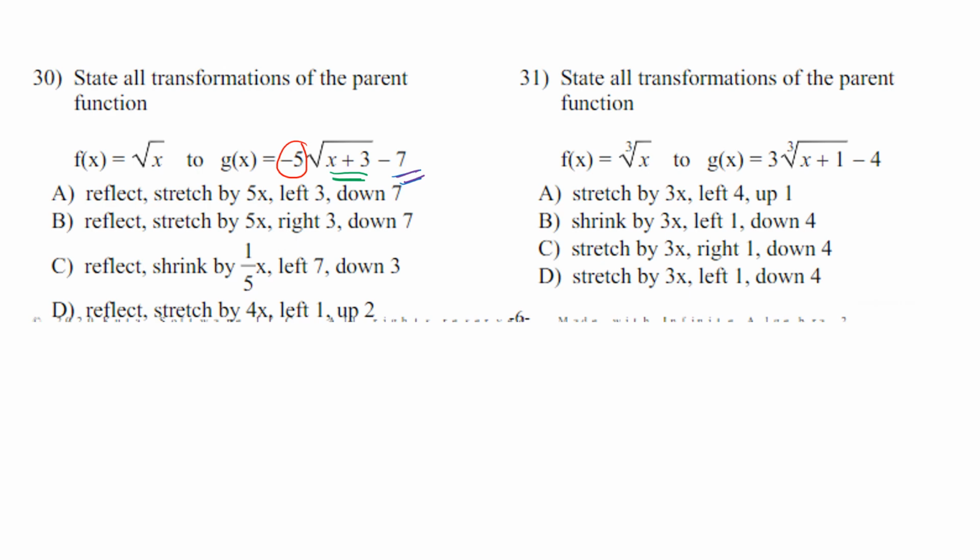So then I see a reflect for every single one. I can't cross anything off. So that's the negative, does the reflecting. The 5 is a vertical stretch. Don't get bogged down by that. It is not a shrink, so it can't be C, and it's not a stretch of 4. That's the goof up in answer choice D. So right now A and B are good. Reflect, vertical stretch by 5.